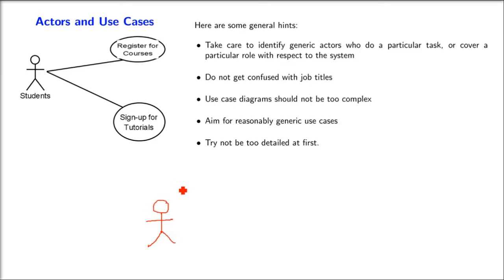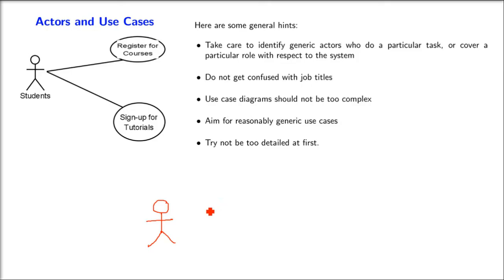Here is an actor. There is a college, a university or a school. What are the main actors? Students. Without students, what is the fun of having a college? If there is a building, what do you do when you don't have these students? So students are the main actors for a college, for a school. So you identified an actor.